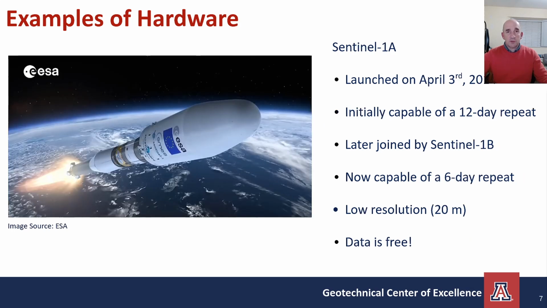Sentinel, launched in April 2014, was initially capable of a 12-day repeat. Unlike other sensors, Sentinel is basically always switched on when over land, so it's constantly collecting data, and large stacks of data are available anywhere except Antarctica. Other sensors like TerraSAR-X only collect data when they are tasked. So Sentinel is more like GPS, pretty much always on. 2 satellites are now up, offering a 6-day repeat, and with plans for more satellites to follow.